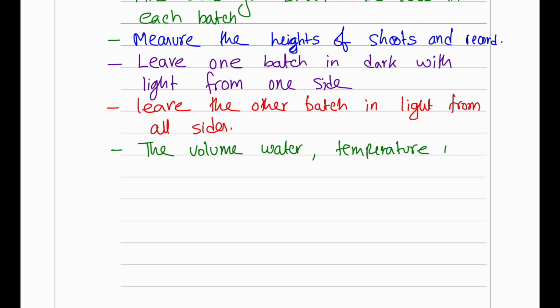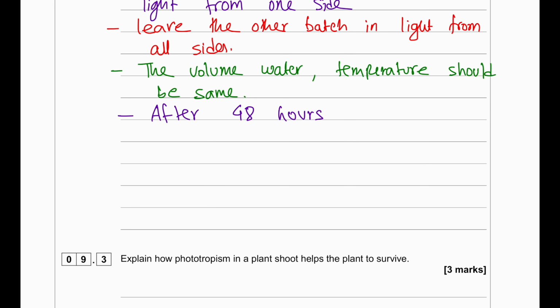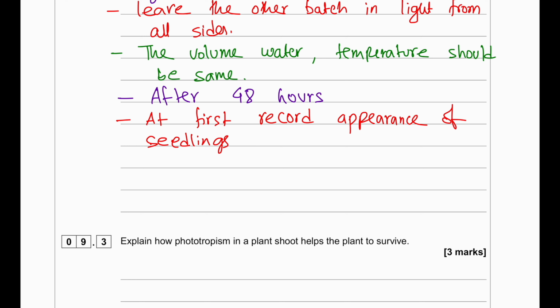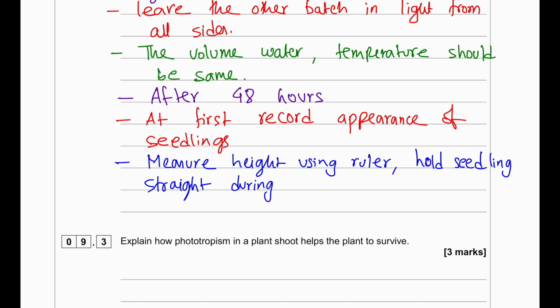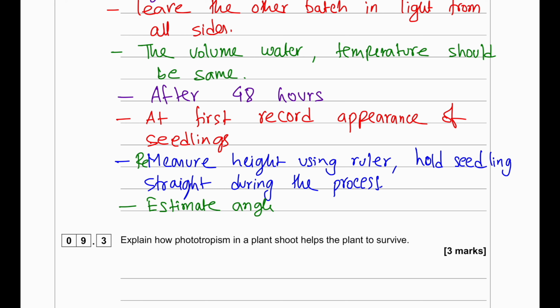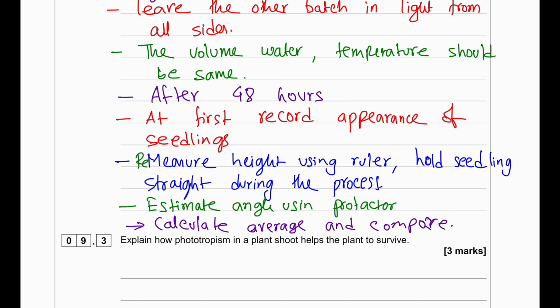After a suitable time, for example 24 hours or 48 hours, we record the appearance of the seedlings, those that had light from one direction and those that had light from all directions. We'll also measure the height of the shoots and the curvature. By using a protractor, we will estimate the angle of the bending. We will calculate the mean height increase for each group and compare.